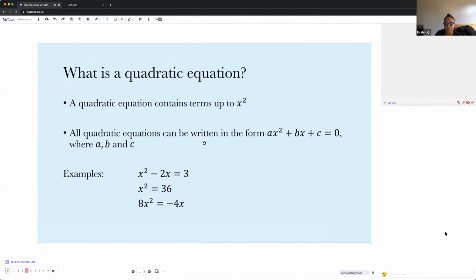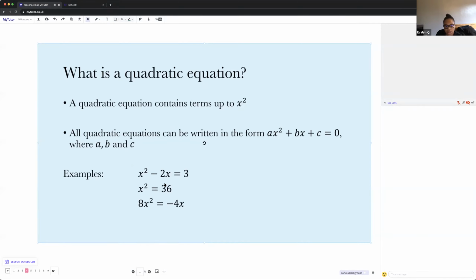Right, so what is a quadratic equation? A quadratic equation contains terms up to x squared. So all quadratic equations can be written in this form: ax squared plus bx plus c equals 0, where a, b, and c are numbers. Yeah, so you could have x squared minus 2x equals 3.